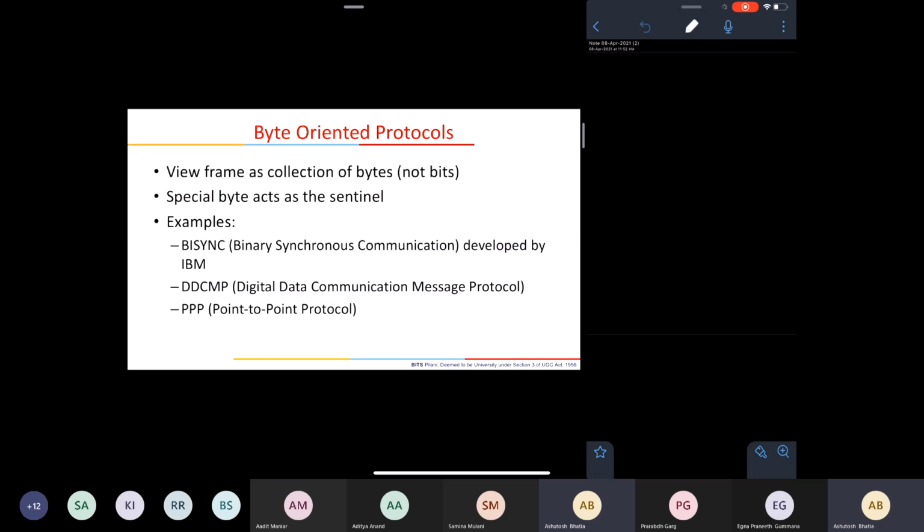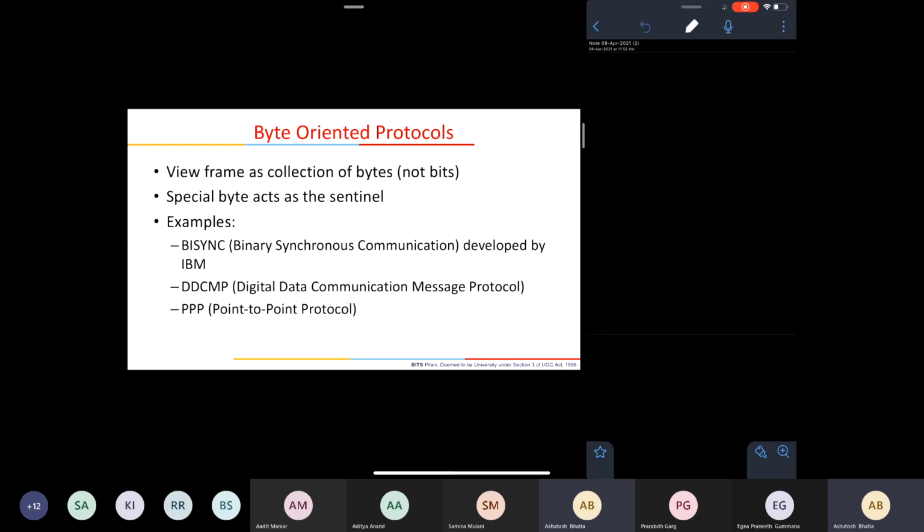Now, for byte oriented protocols, there are many, though nowadays these protocols have no significance. But there was a time when these protocols were used very heavily. So for all byte oriented protocols, wherever two devices communicate at byte level, at character level, that means at the ASCII level.